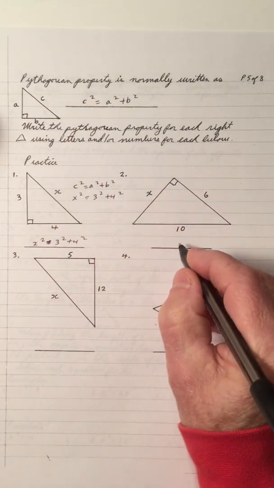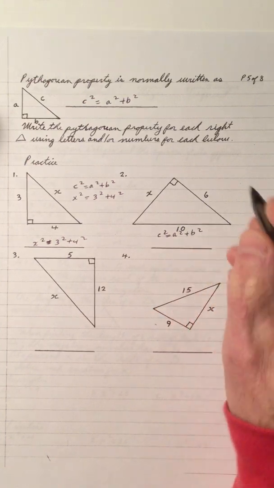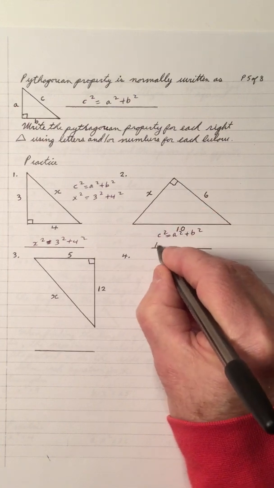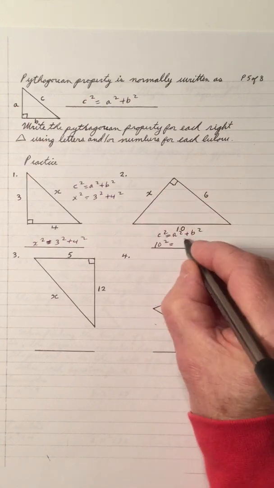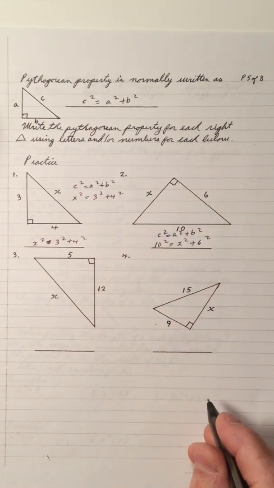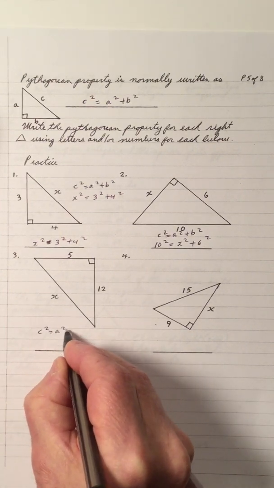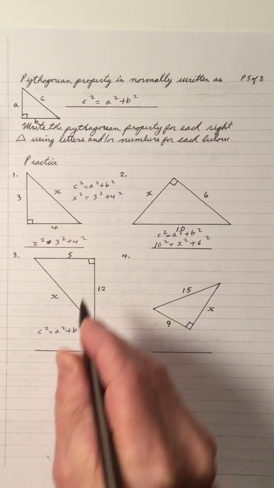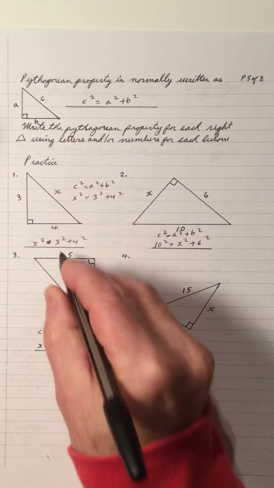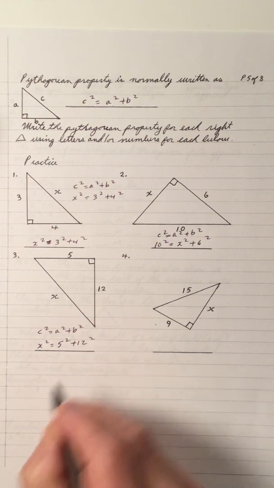So in the second one, again, C squared equals A squared plus B squared. So in this diagram, the hypotenuse is 10, and the legs are x and 6. So it's 10 squared equals x squared plus 6 squared. Number 3, the Pythagorean property, C squared equals A squared plus B squared. The hypotenuse is x because it's opposite the right angle. So that's your C. A and B are 5 and 12. So it's 5 squared plus 12 squared.